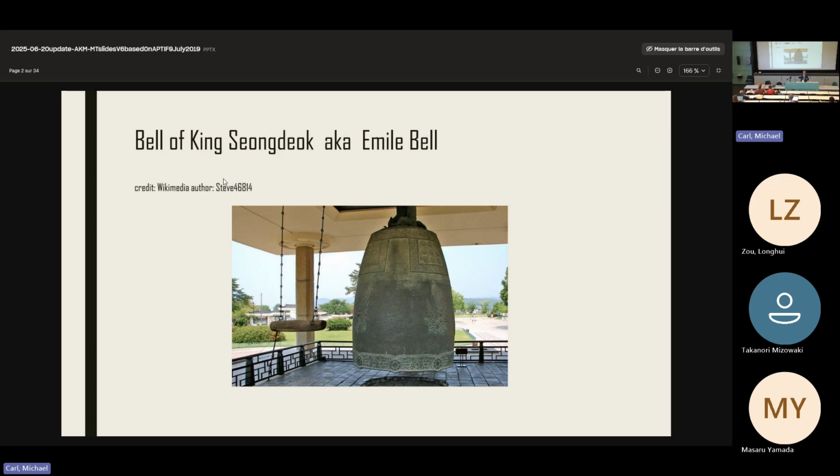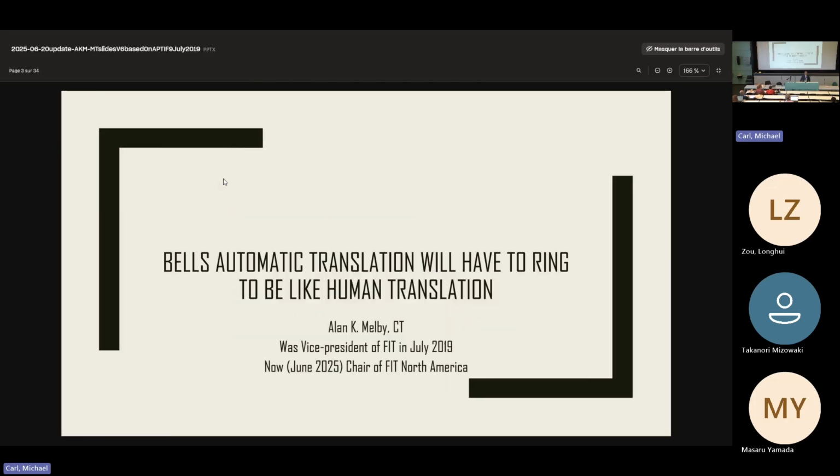And the presentation then was: which bells does machine translation need to ring in order to be more like human translation? And I actually had a bell, and I rang the bell at each point. That worked in the Korean culture, but I don't think it would work quite as well today, so I didn't bring my bell, but you'll have to think about that. So this is the famous, has anyone ever visited this famous bell in Korea? Okay, the bells that automatic translation will have to ring to be like human translation.